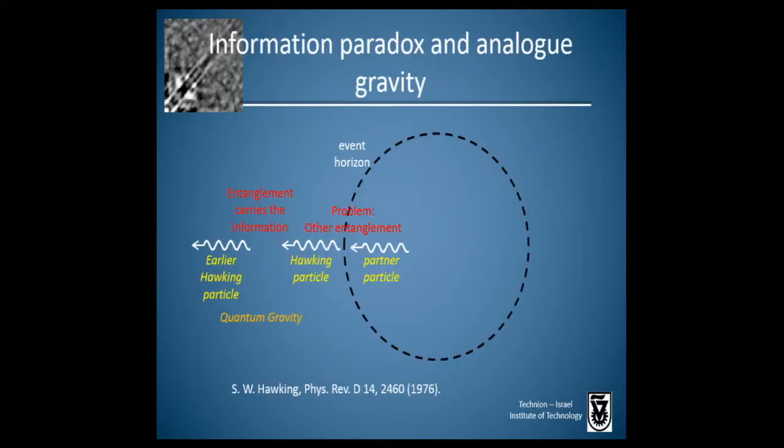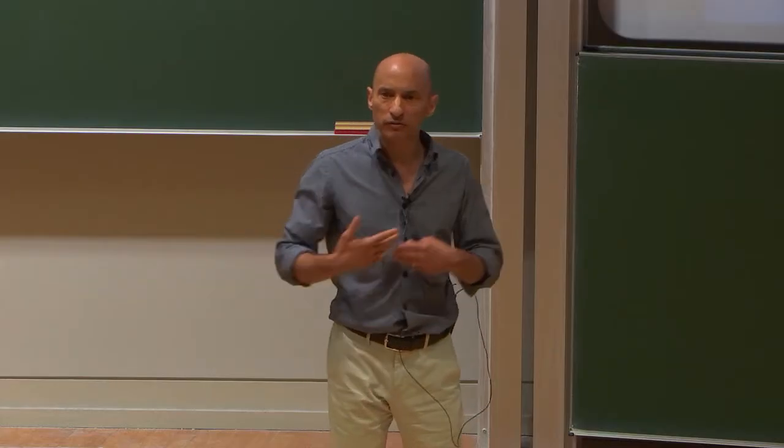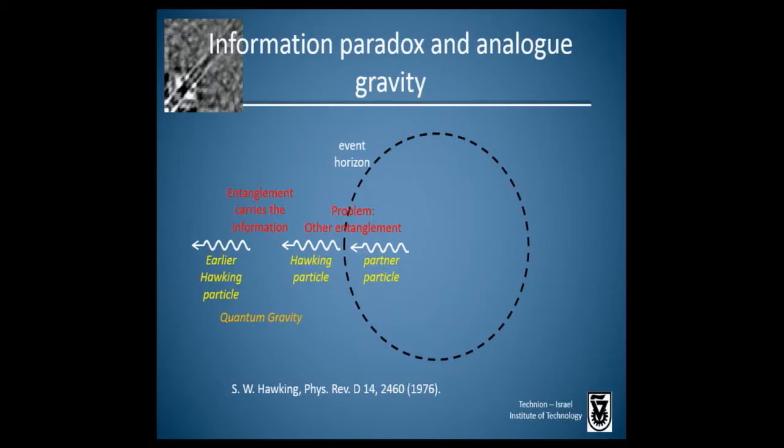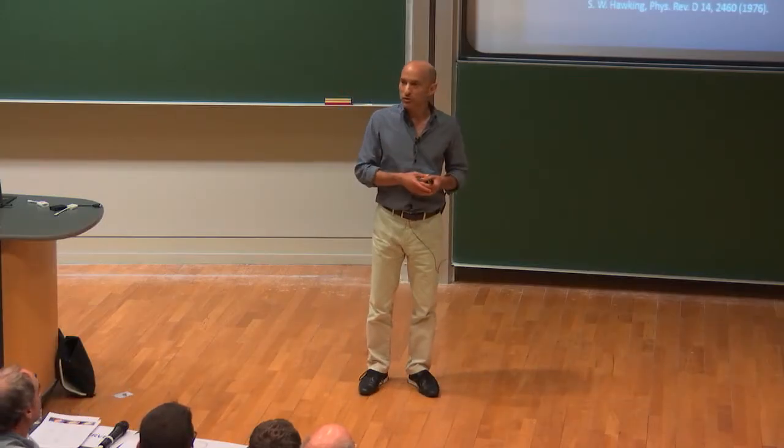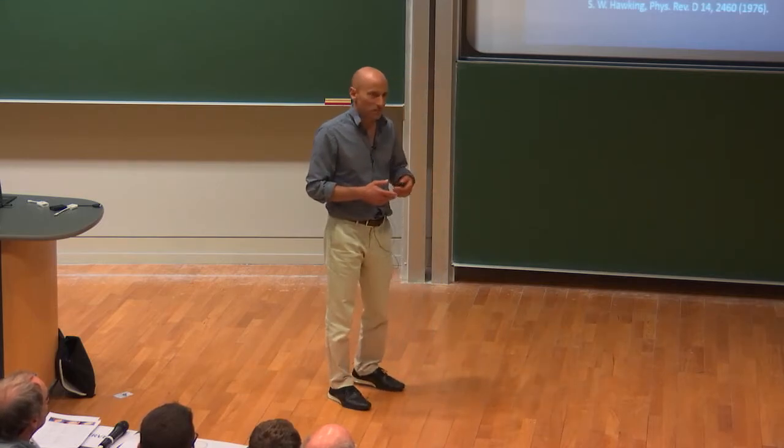Now I'd like to mention how these analog gravity experiments relate to the information paradox. As Stephen Hawking proposed soon after predicting Hawking radiation, there should be an information paradox. This is the event horizon of a real black hole. The question is, what happens to information which falls into the black hole or is used to create the black hole? The Hawking radiation which is emitted should be random, and so it shouldn't have any information. That's the information paradox.